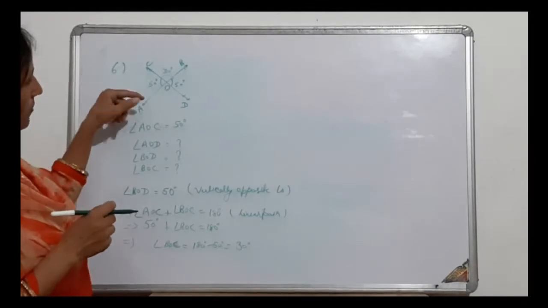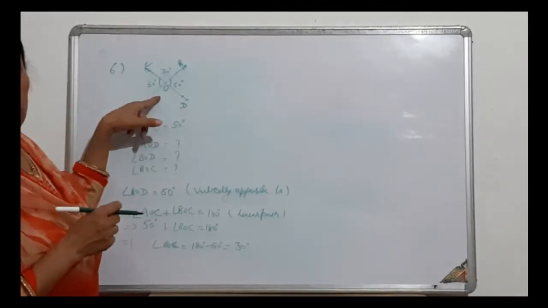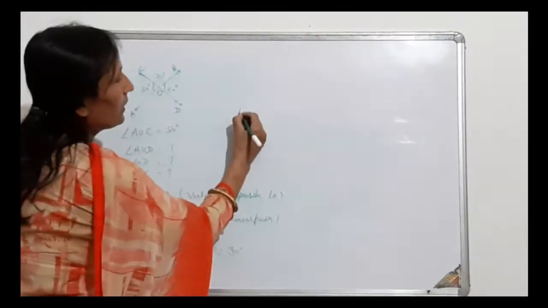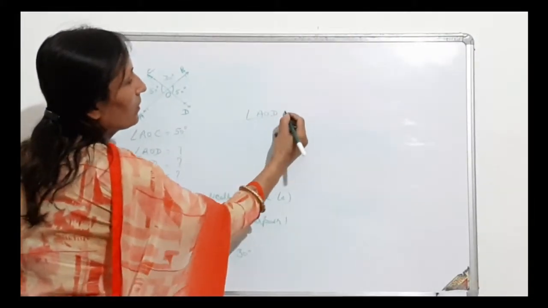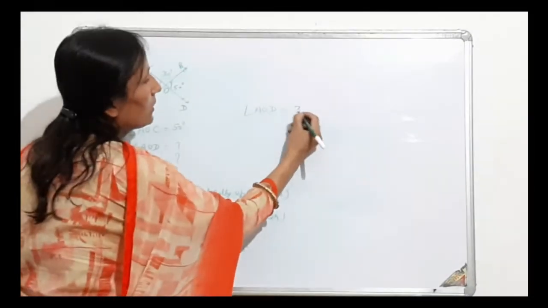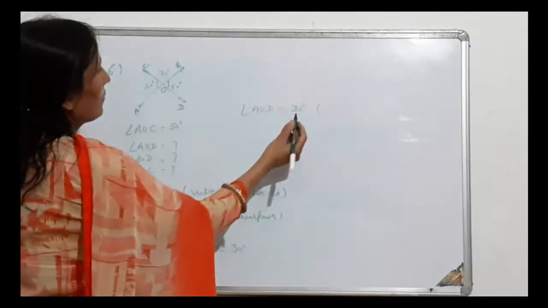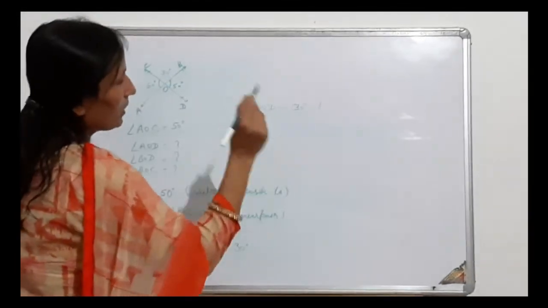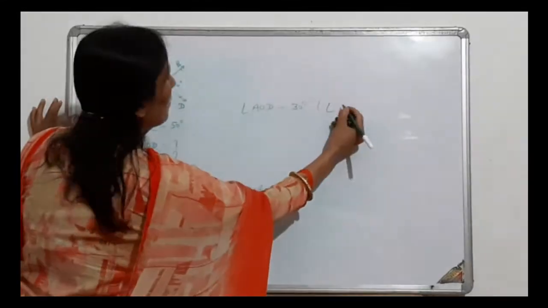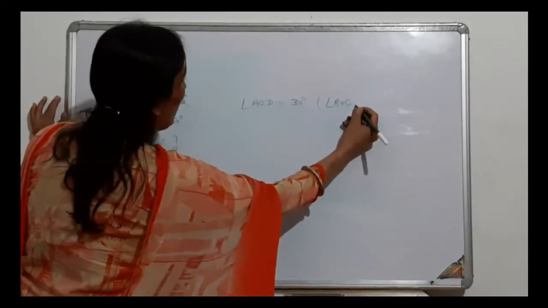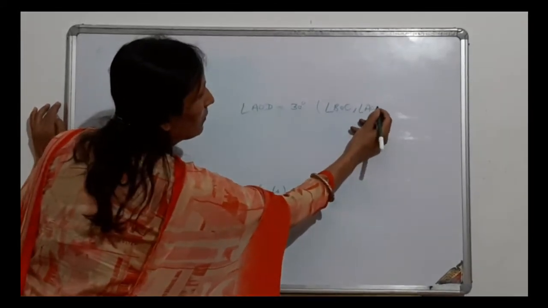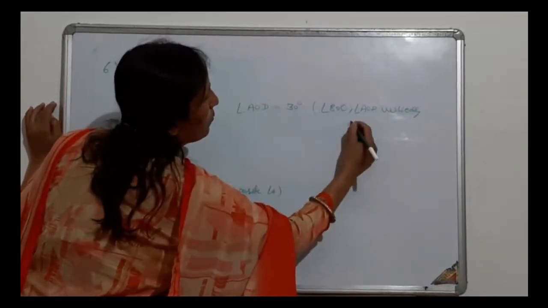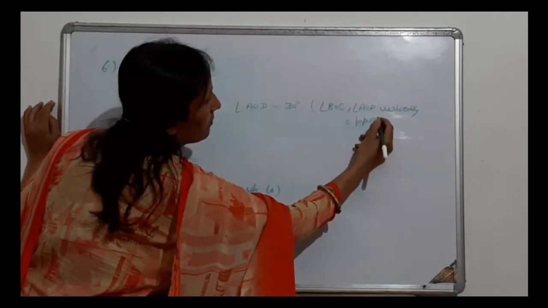Now you can see these and these are both vertically opposite angles. So angle AOD will be 130 degrees. Now we can write here angle AOD is equal to 130 degrees, because angle BOC and angle AOD are vertically opposite angles.